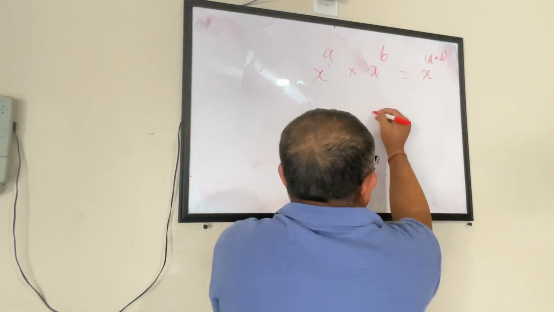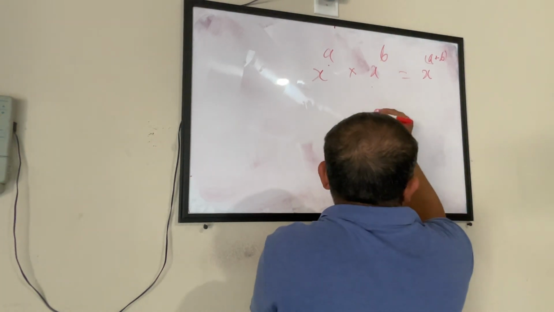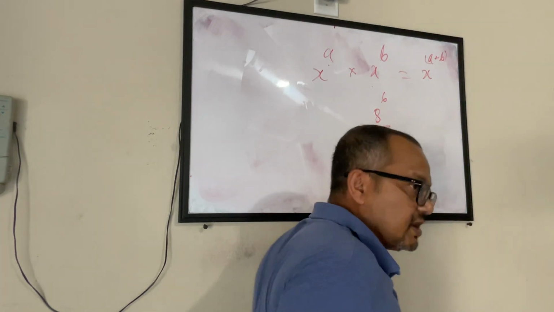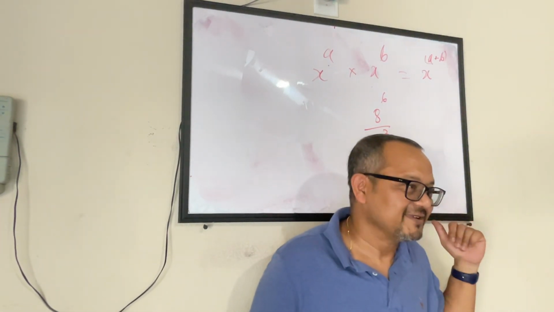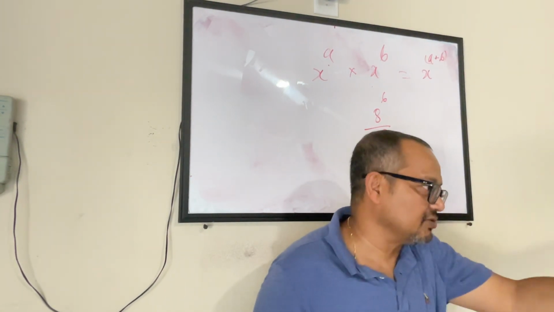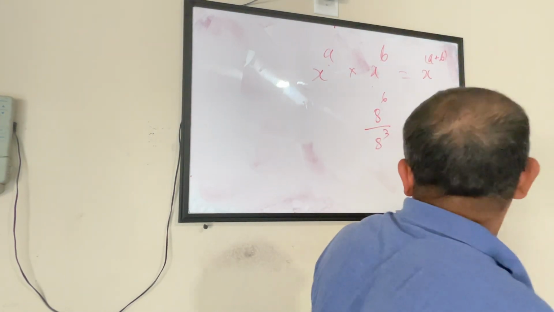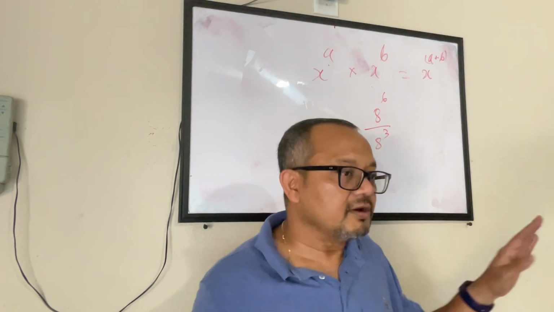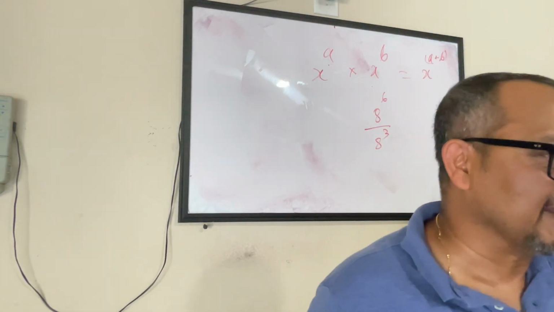Now, what happens if you divide? Let's say 8 to the power 6 divided by 8 to the power 3. What will that be? I'll come to you. 8 to the power of 3. Okay, because it's the opposite of multiplication. Yeah, I'll come to that. Yeah, Gitesh, tell me.